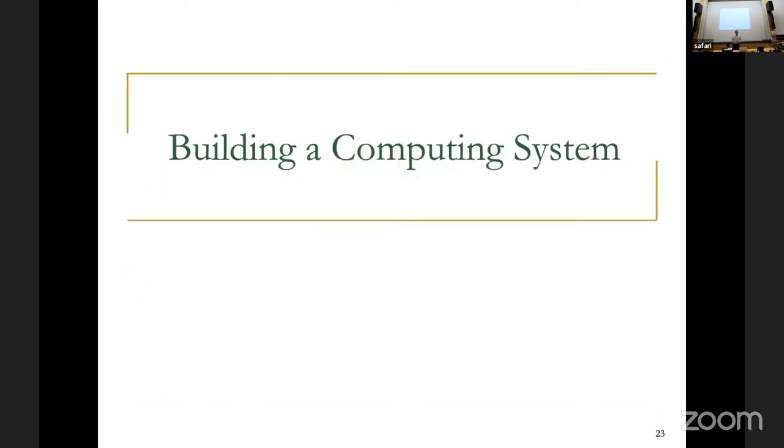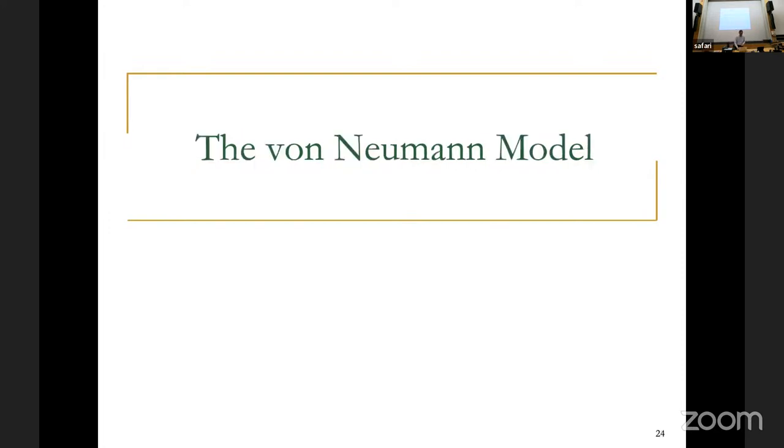Okay, so we've been talking about building a computing system. And today we're going to tie it to how the programmer sees that computing system. And we're going to tie it with the perspective of the von Neumann model. This is one way of building computing systems, one model of execution for computing systems. This is not the only model, but this is the dominant model. And we will see what that is.